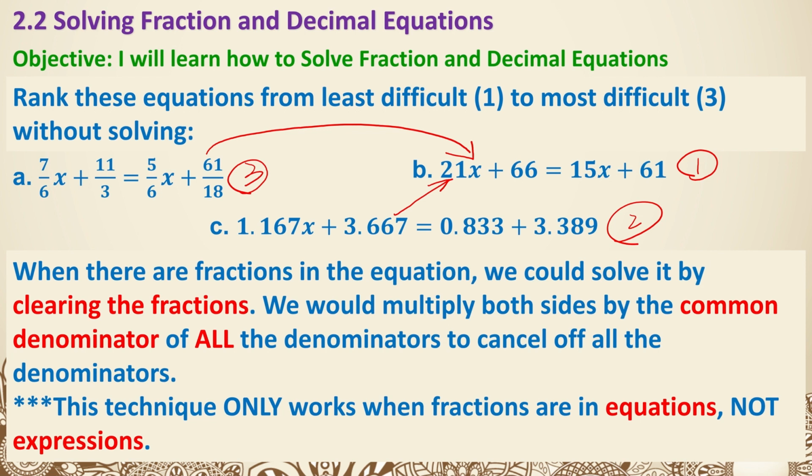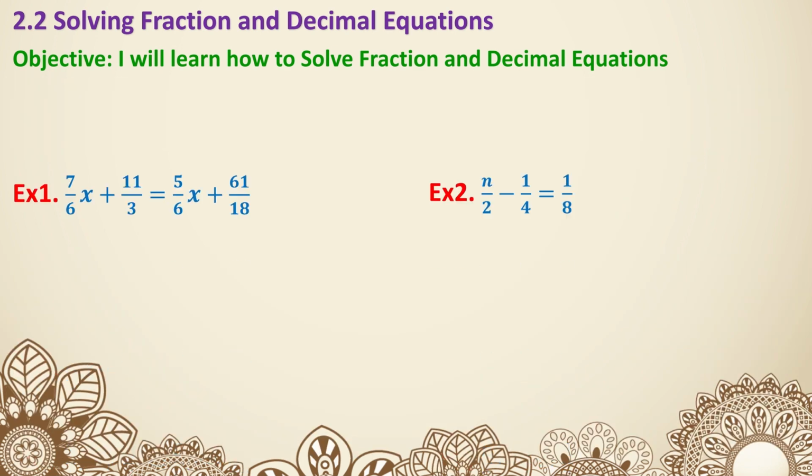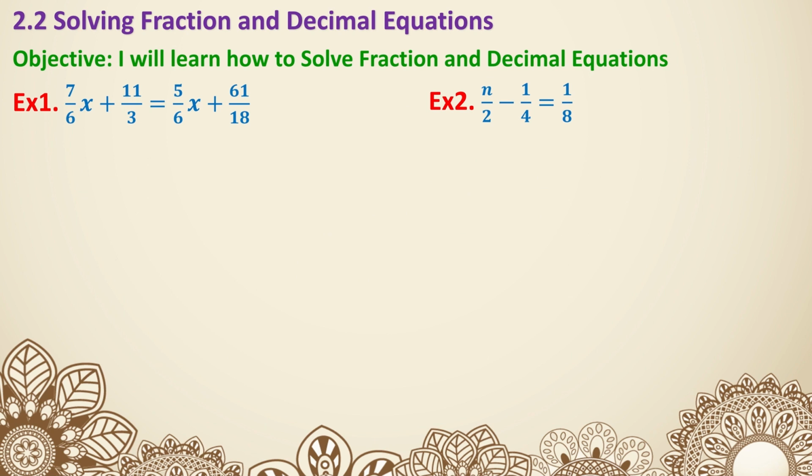Let's take this question as the first example, this one we just saw. 7 over 6 x plus 11 over 3 equals 5 over 6 x plus 61 over 18. So here's how it goes. In order to clear the fractions, we need the common denominator. In this case, we look at 6, 3, 6, and 18.